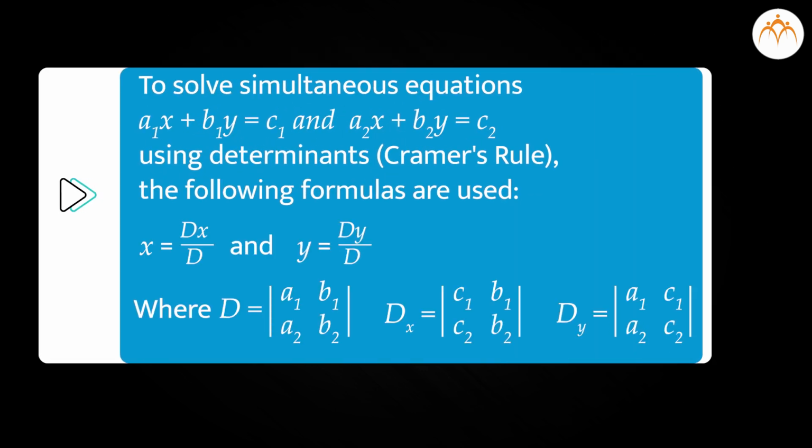To solve simultaneous equations a1x plus b1y equal to c1 and a2x plus b2y equal to c2 using determinants, that is Cramer's rule, the following formulae are used. x is equal to Dx upon D and y is equal to Dy upon D, where D is equal to a1 and b1, a2 and b2. Dx is equal to c1 and b1, c2 and b2. Dy is equal to a1 and c1, a2 and c2.